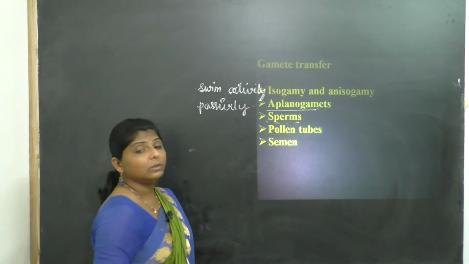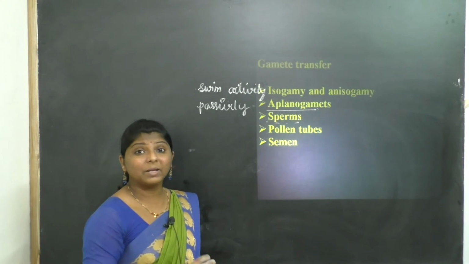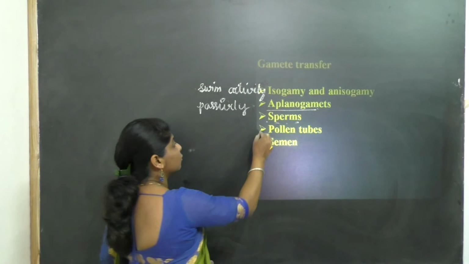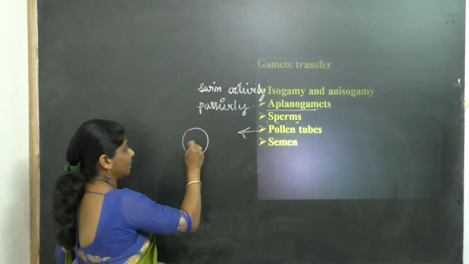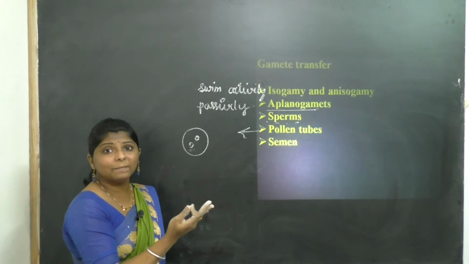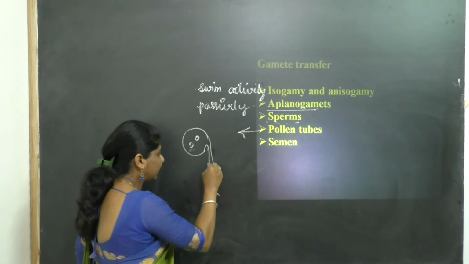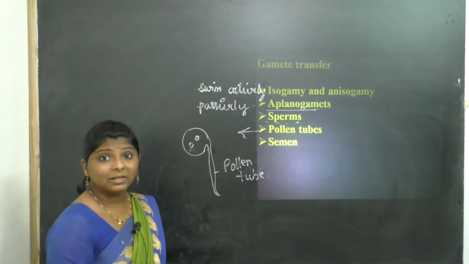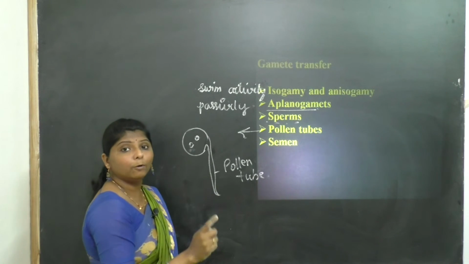When it comes to sperms, the movement of the sperms is always controlled chemically. Some chemicals attract or regulate the movement of the sperms. When it comes to plants, we know that the male gamete is present within the pollen grain. Since male gametes in plants are immotile, they cannot move. They are carried near the female gamete with the help of the pollen tube.